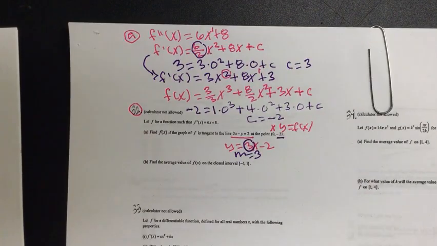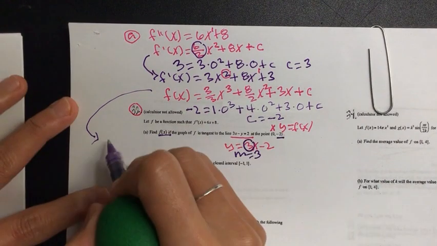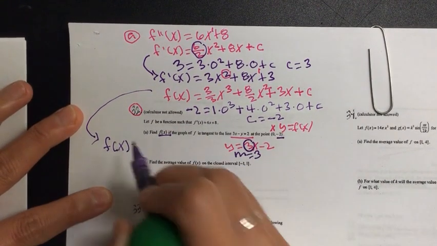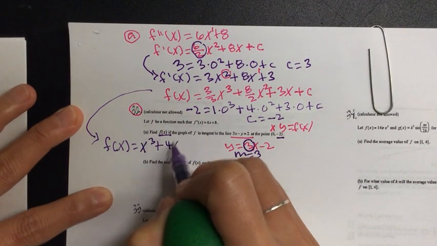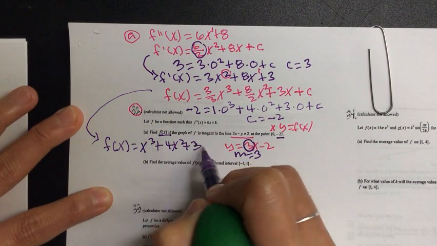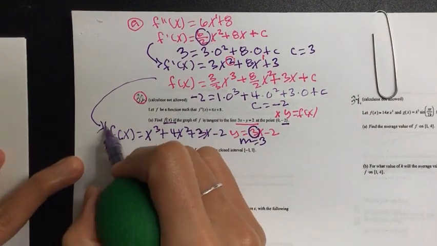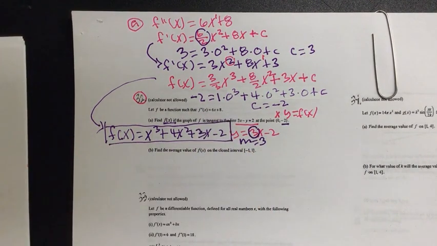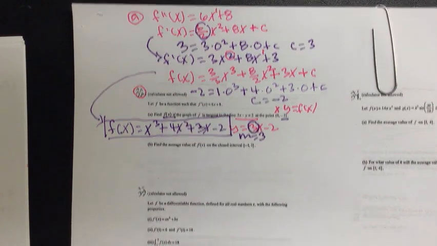So our final answer on this one, it says find f of x. So let's go ahead and write the original f of x. That's going to give me x cubed plus 4x squared plus 3x, and we know our c is -2. And I should box that one. Voila. So we had to anti-derive twice since we needed the second derivative to get to f of x.